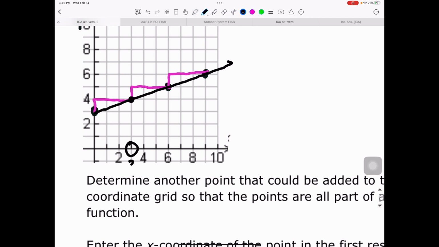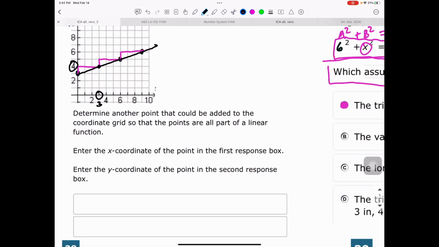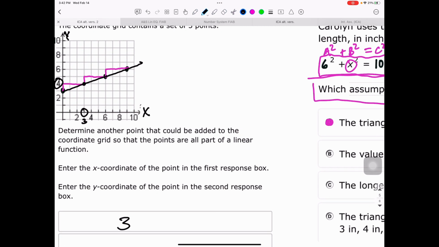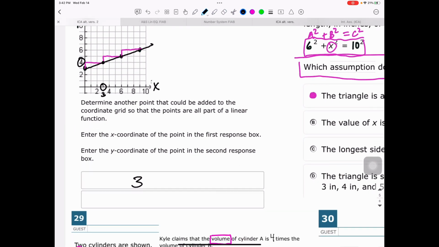So where is this? This is at 3, 4. So let's see. Enter the x coordinate. On the x line, we're at 3. On the y coordinate, we're at 4. That's where that spot is to make it a straight line.